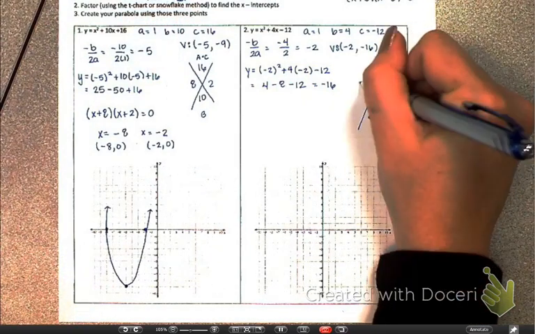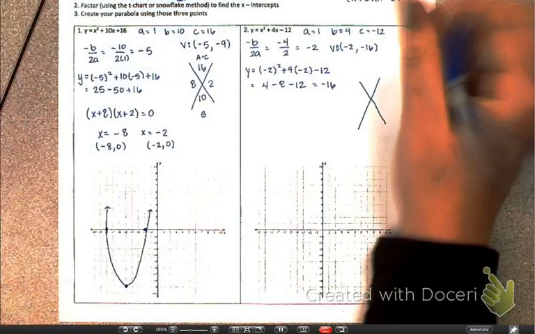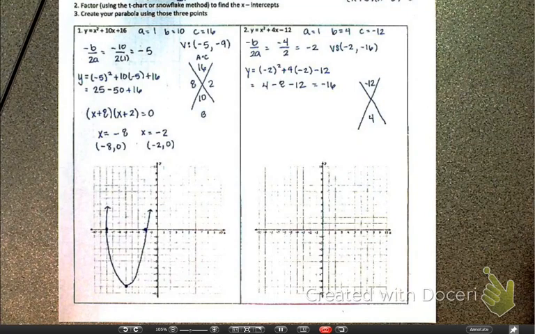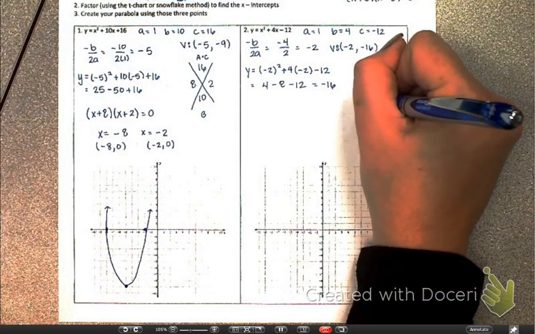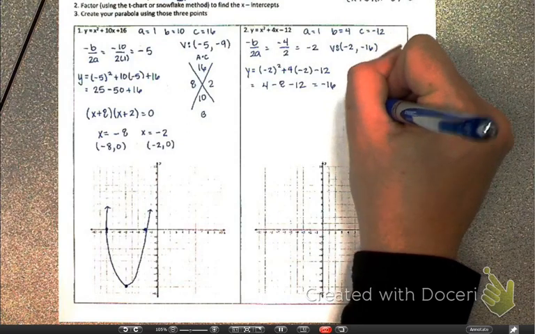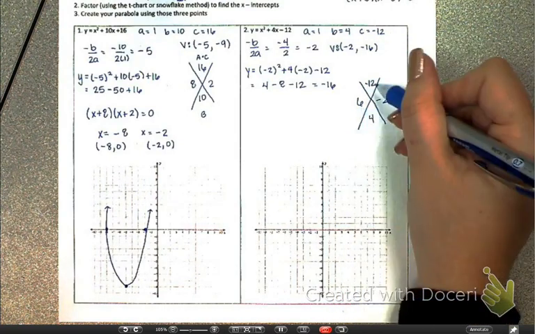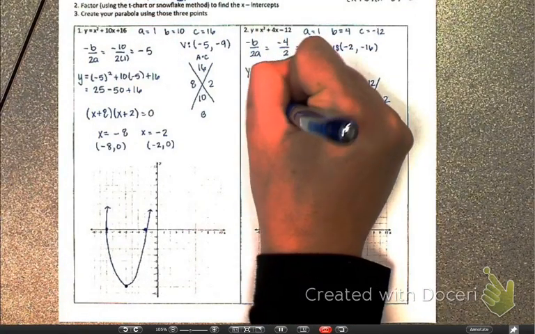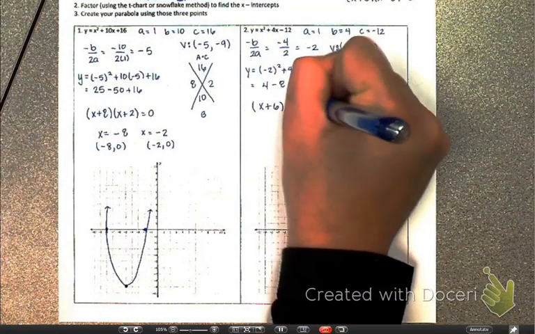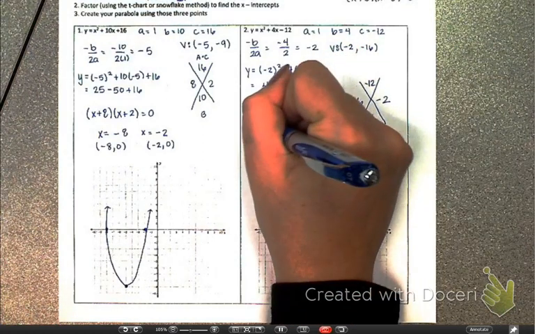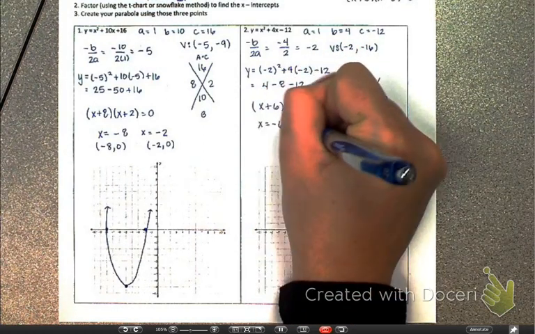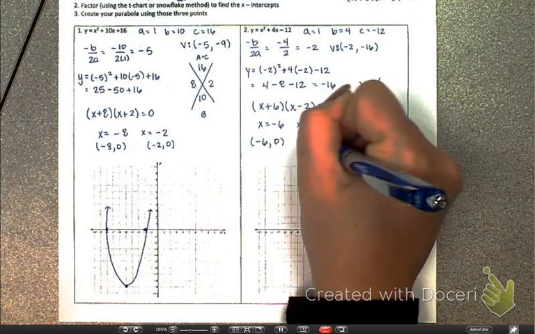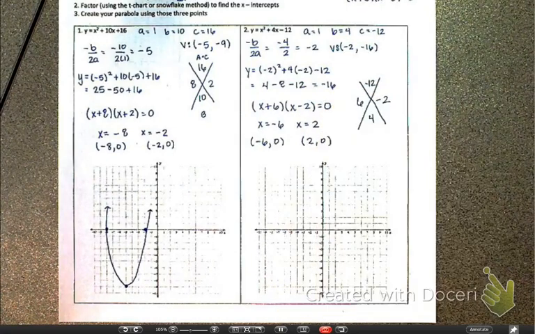Okay. We also need to factor. I'm using the x because the a value is 1, so you should have negative 12 on top, 4 on the bottom. Two numbers that multiply to negative 12 and add to 4. 6 and negative 2. 6 times negative 2 is negative 12. 6 minus 2 is 4. In factored form, I get x plus 6 and x minus 2 equals 0, which means my x-intercepts are at negative 6 and at positive 2. So at (negative 6, 0) and (2, 0).